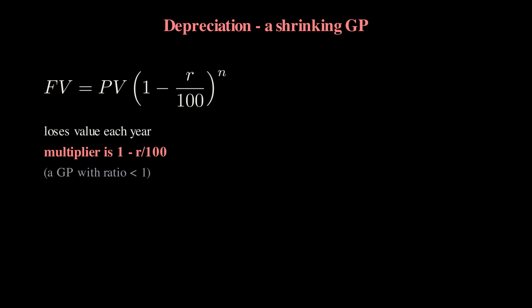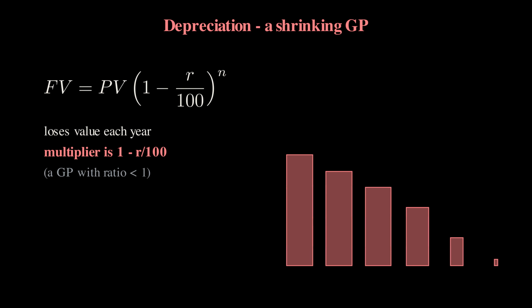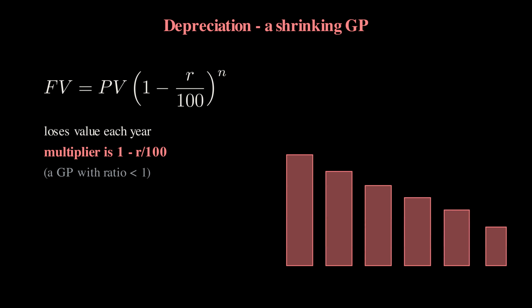So the bars shrink. Here's a car worth $18,000, losing 15% a year. Watch it decay. Each bar is 85% of the one before. It doesn't drop by the same amount every year. The losses get smaller as the value does. But it keeps falling, year after year, towards zero, without ever quite reaching it.